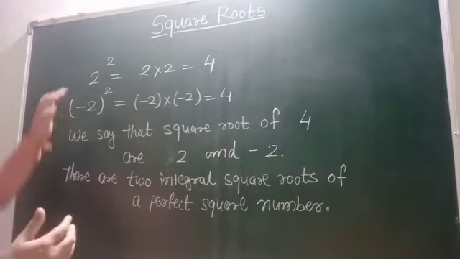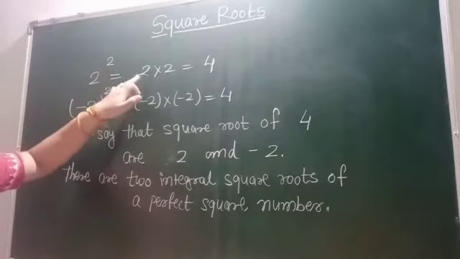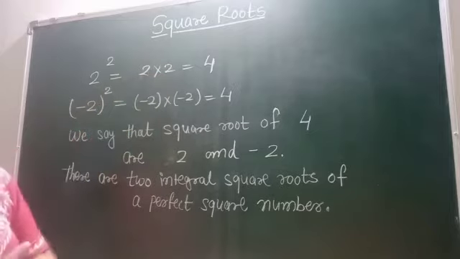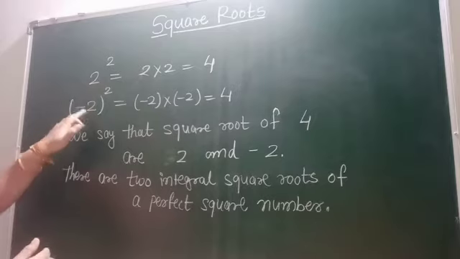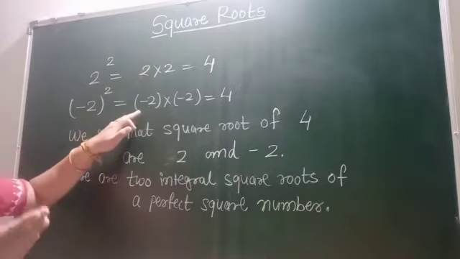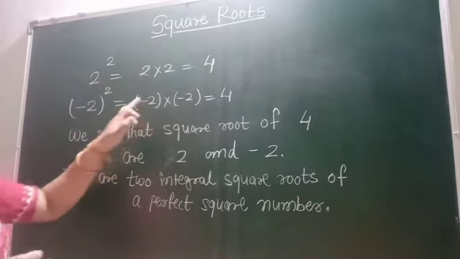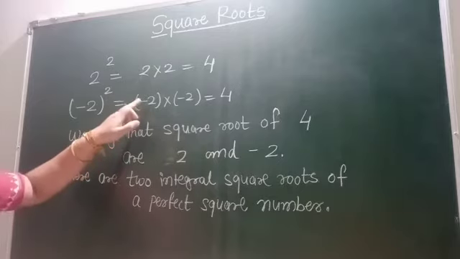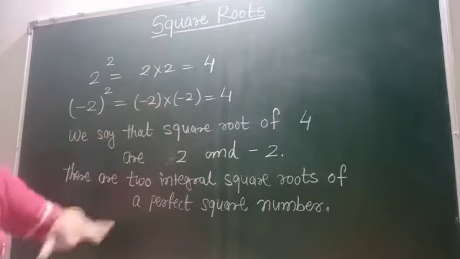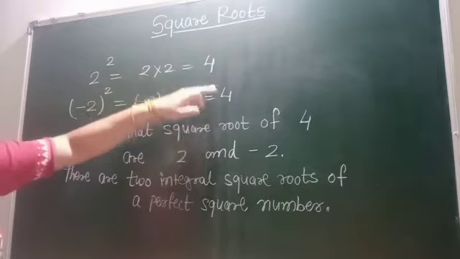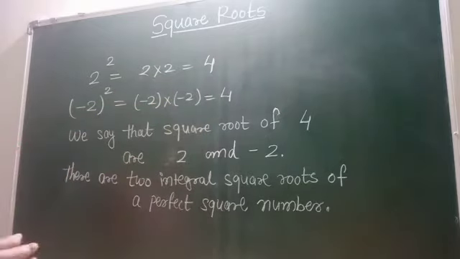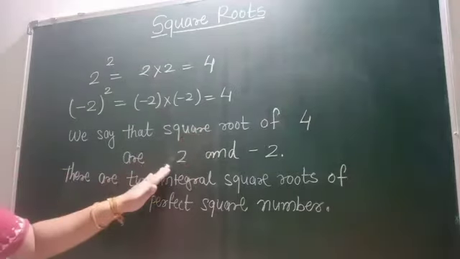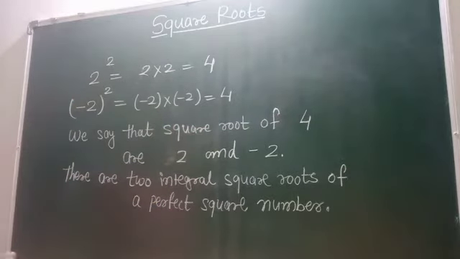Students, as we know, square of 2 can be written as 2 into 2, and 2 2s are 4. And if you want to find the square of minus 2, then what can we write? Minus 2 into minus 2, and when we multiply this, what will we get? Minus minus plus, 2 2s are 4. It means in both cases we get the same answer, 4. So we say that the square roots of 4 are 2 and minus 2.